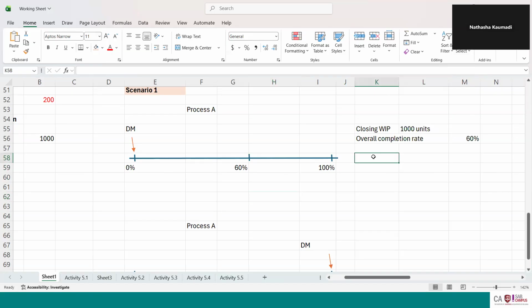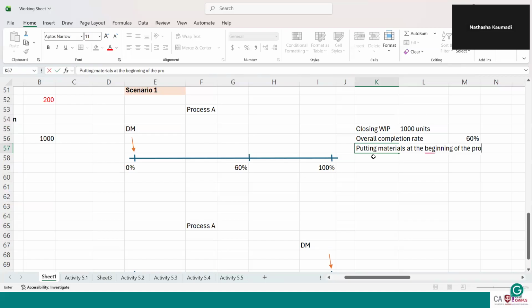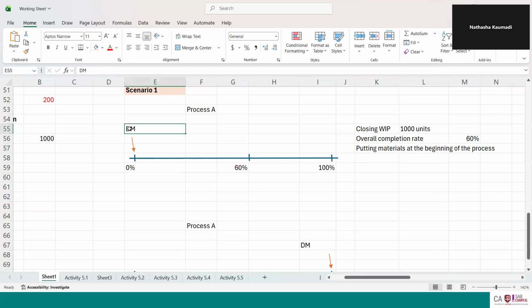Now you are putting materials where? At the beginning of the process. This is where, at the beginning of the process, you put direct materials. What about direct labor and manufacturing overheads? What is the common name we can use for direct labor and manufacturing overheads? Conversion cost. This is how you usually say it.